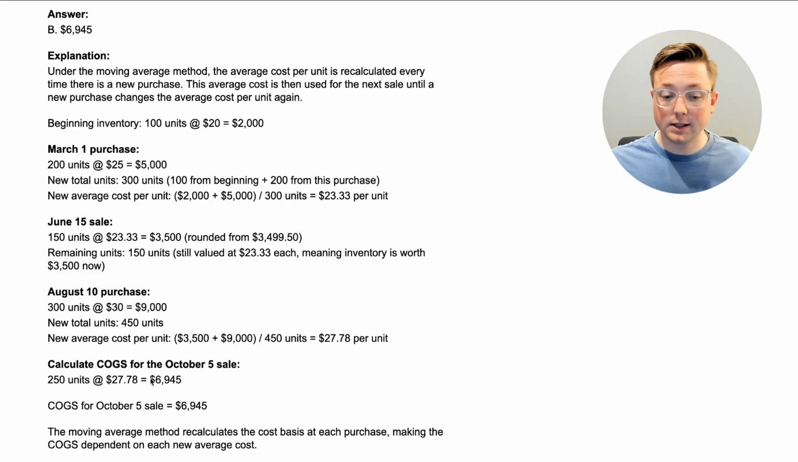So again, this is a little bit different than the weighted average, where instead of doing it all at the end of the period, every time you do a new purchase, you are recalculating the average of the inventory based on the new units and the new cost of those units and adding it all together. So that's the moving average way to calculate cost of goods sold. Let's go to the next question.